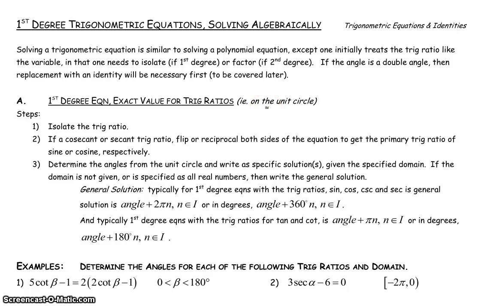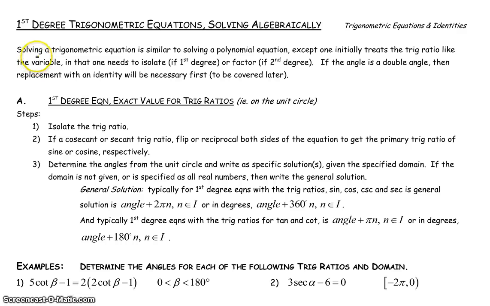Hey everyone. So we begin our second half of Trig in that we're doing trig equations and identities. And to begin with, we're going to look at first degree trig equations, solving them algebraically. Now, we actually have already done this when we were looking at working backwards on the unit circle. It's just now we're going to make them a little more complicated, but still solve them.